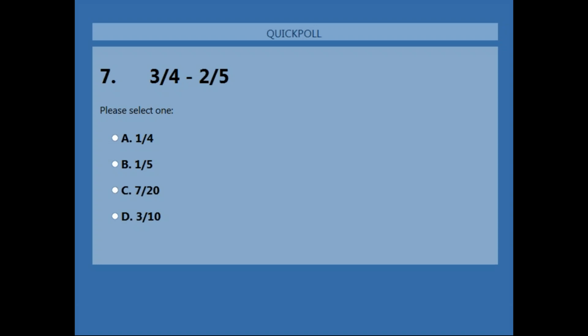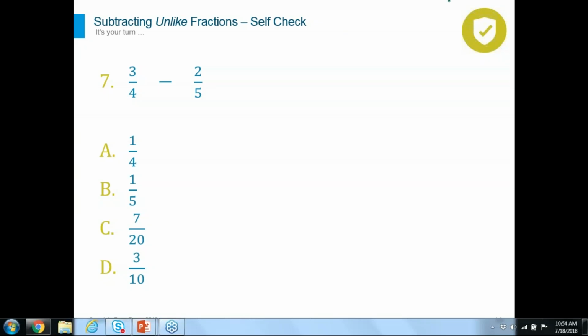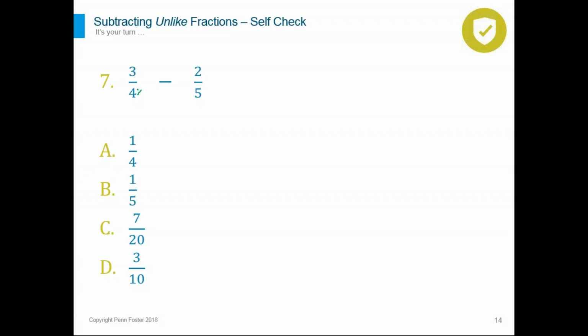Okay, let's do the question together. Again, unlike fractions, whether we add or subtract, we have to find a common denominator. From our knowledge of the multiplication table, we know that 20 would be the common denominator. Times 5 will give us the 20, times 5 will give us the 20 on the first fraction. Times 4 and times 4.